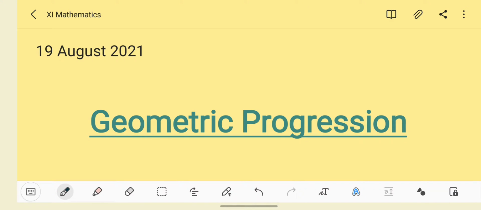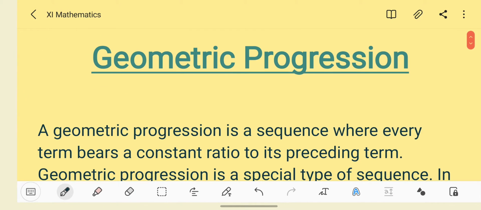Good morning, students. Today we shall discuss the next topic from sequence and series, geometric progression. So far we have seen arithmetic progression and how sequences and series look like. Today's topic is geometric progression.